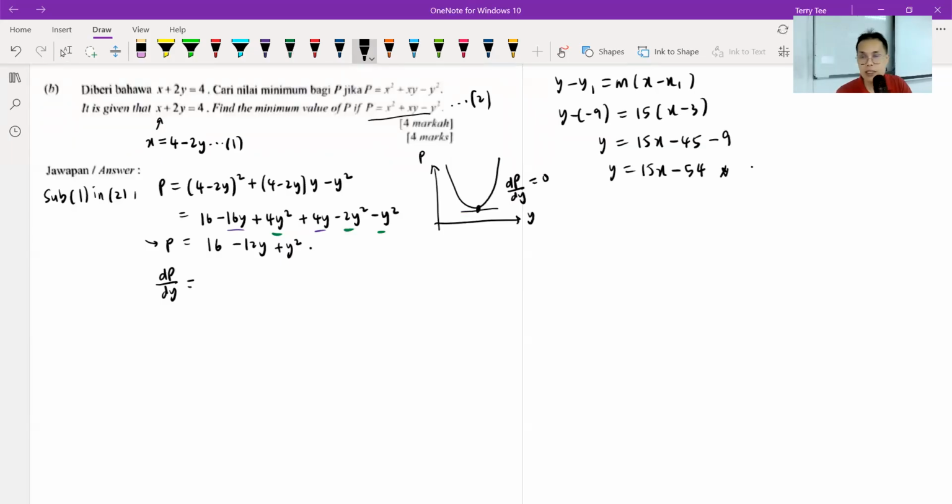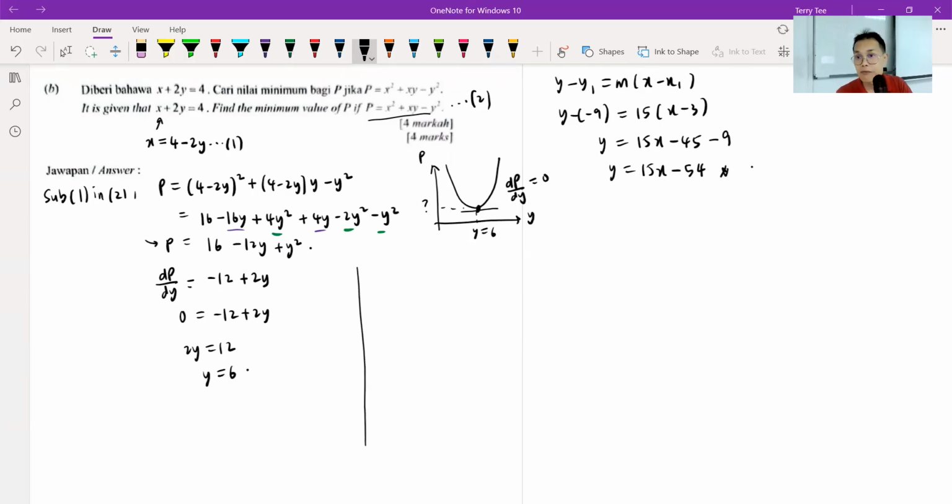So first we differentiate. I differentiate 16, you get 0. Differentiate minus 12y, you get minus 12. And this will be 2y. Let dp/dy be 0. Solve for y. Okay, so bring it over. Your 2y is 12. y is just 6. But don't stop here. We're not finding y. Yeah, we know y is 6 here. The minimum happens when y is 6.